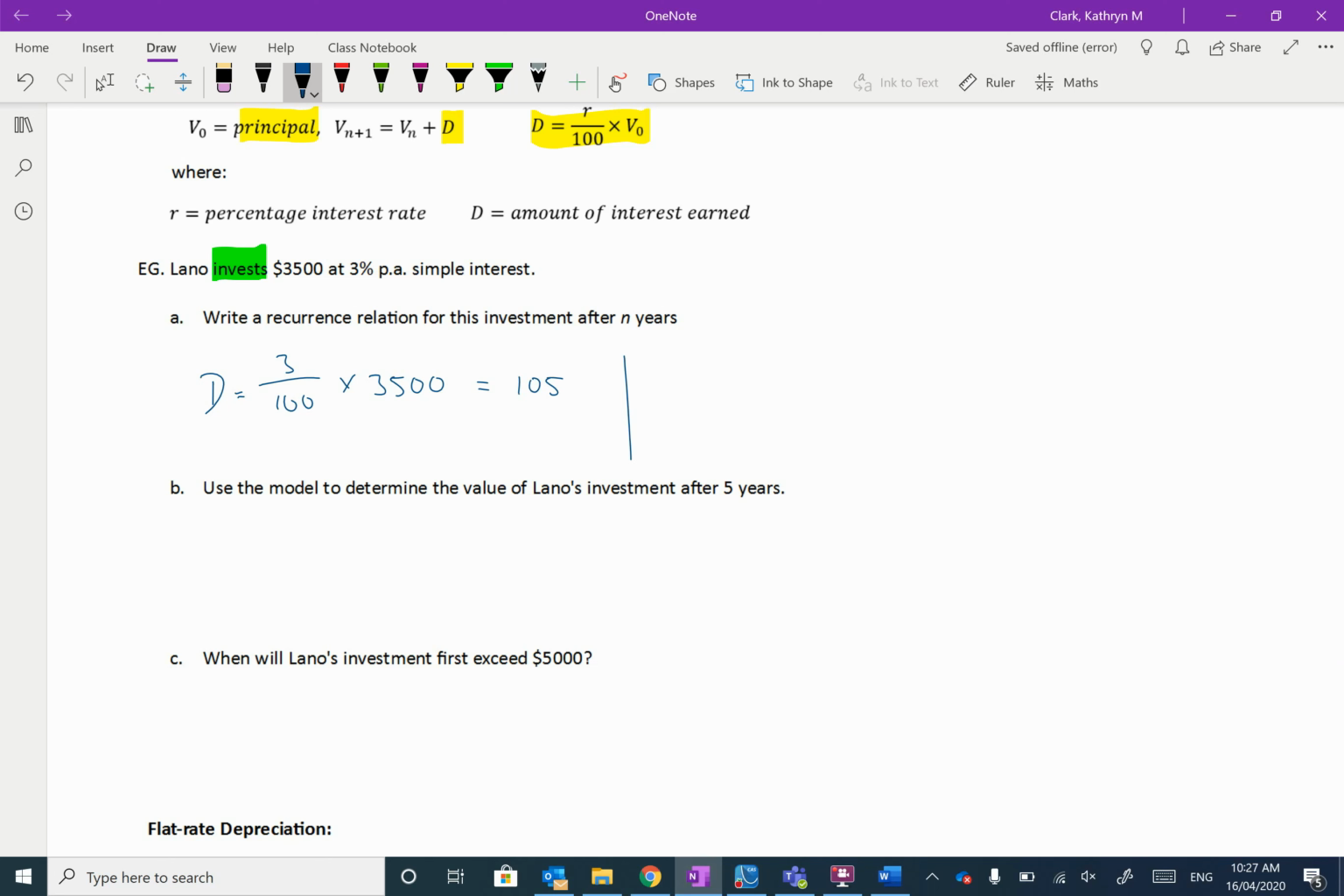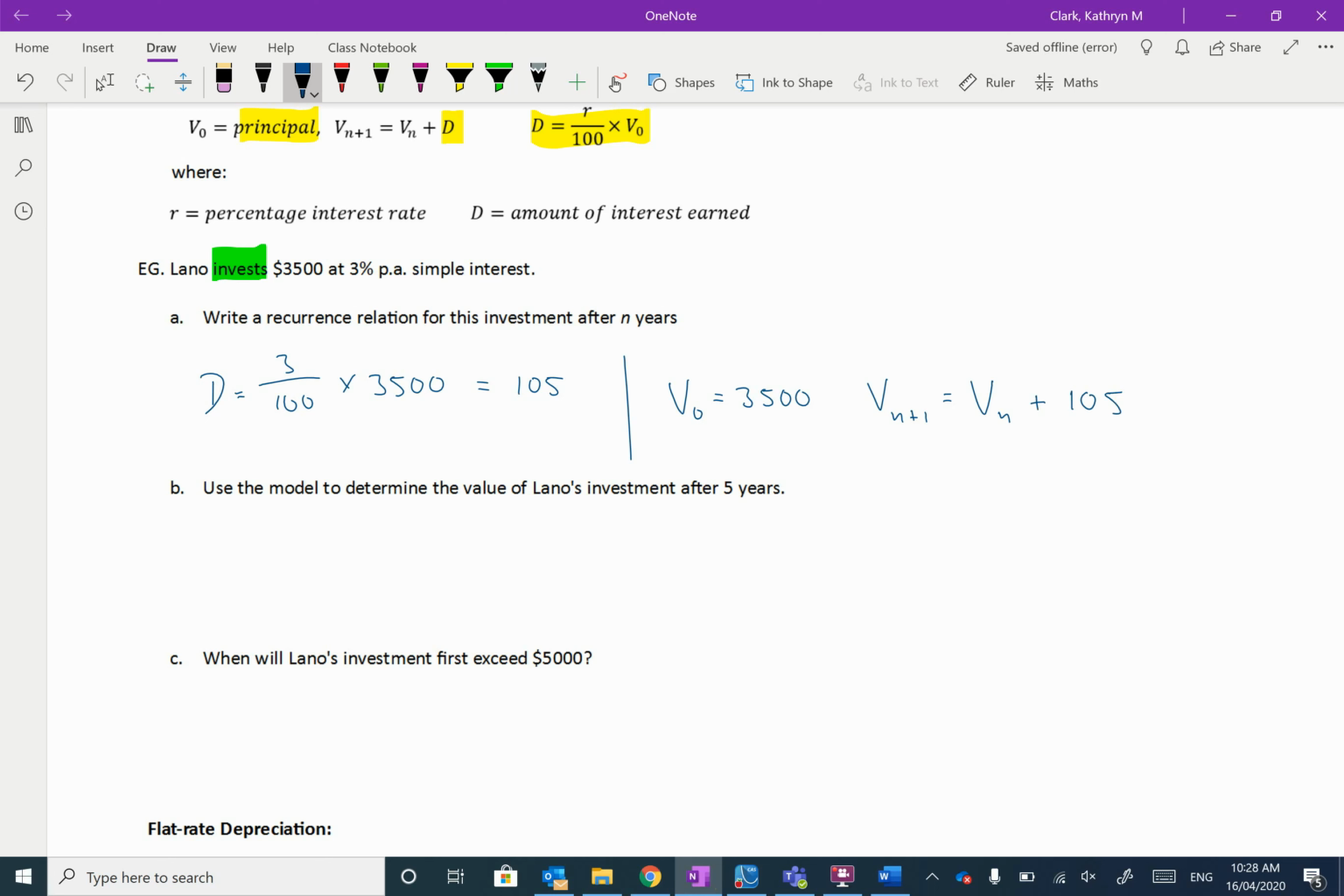Alright, so now that I've got my D value, I can write out my recurrence relation. Starting with my V0 amount, which we've already decided is 3,500, and Vn plus 1 equals Vn plus D. So the next amount will equal the current amount plus our value for D, which is 105. And that will be our recurrence relation.